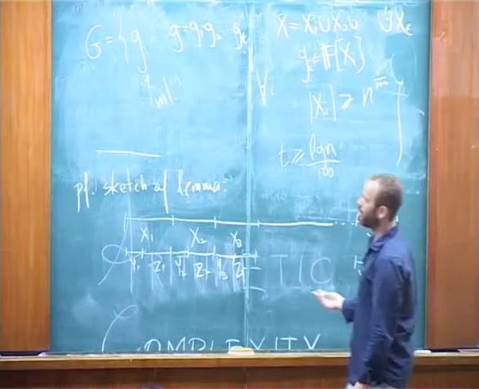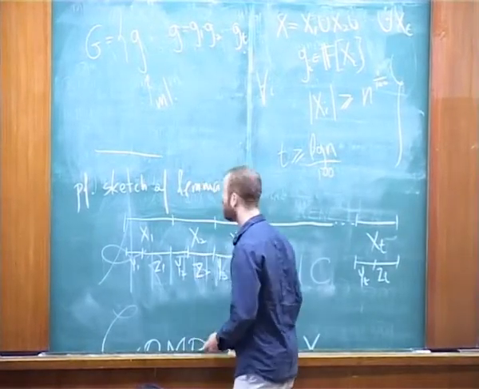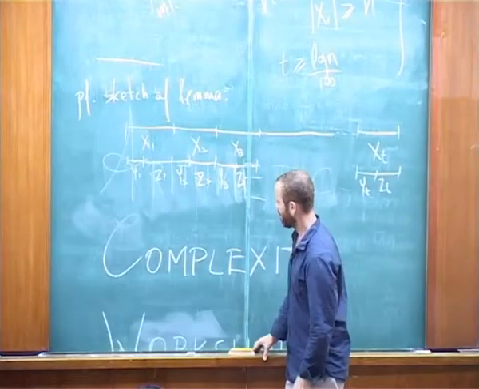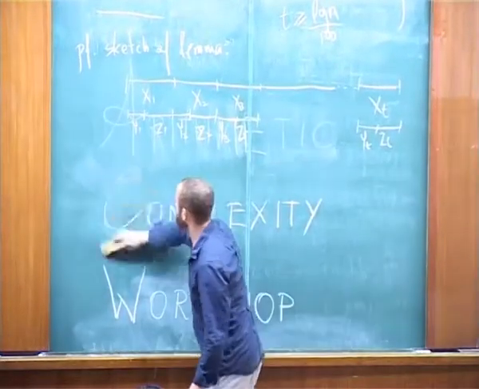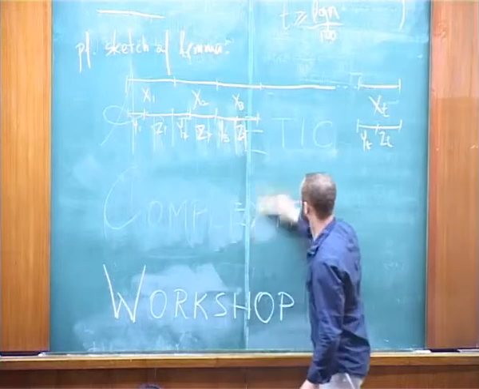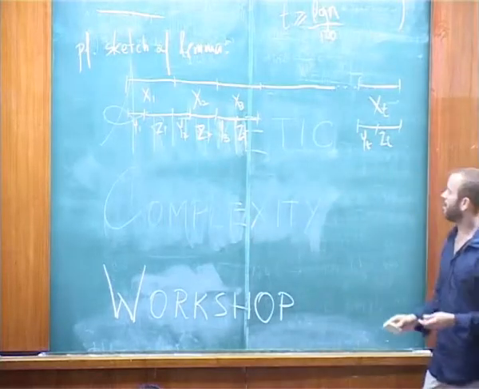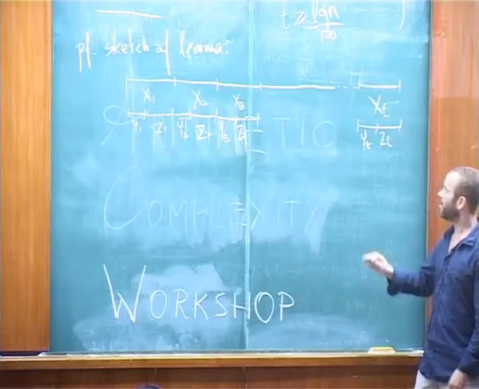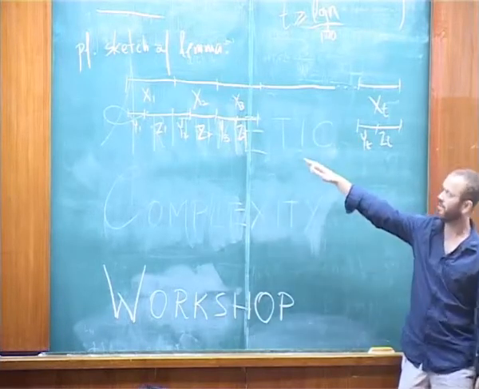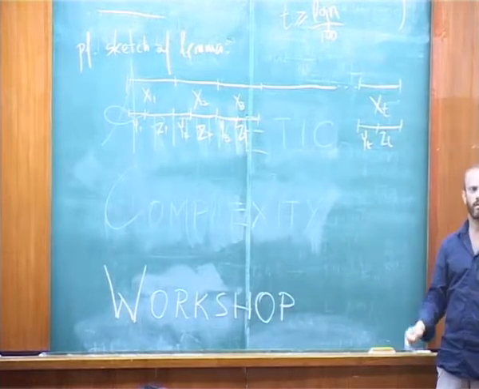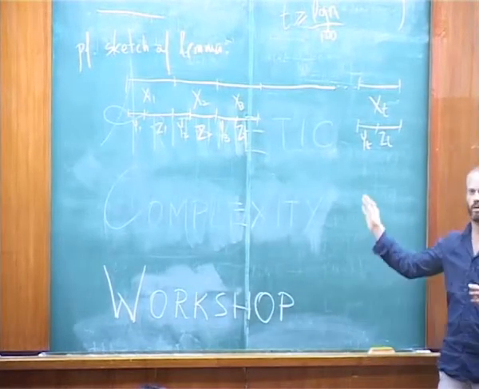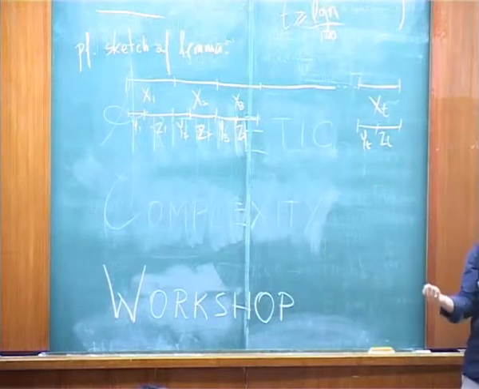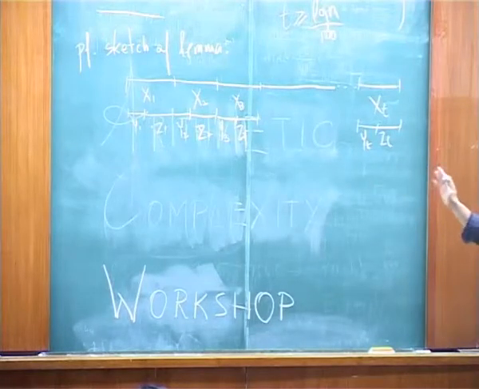And the main observation is that the information in this picture is all we need. There is no more algebra in here. Okay, once we understand this picture, which is very simple combinatorics, we finish the proof.